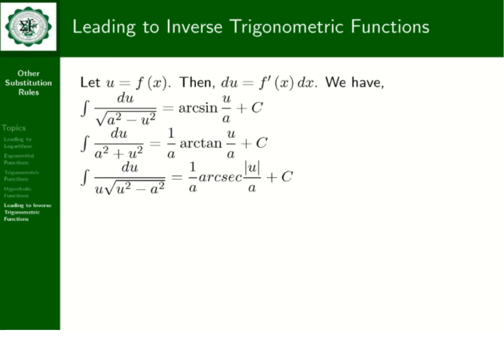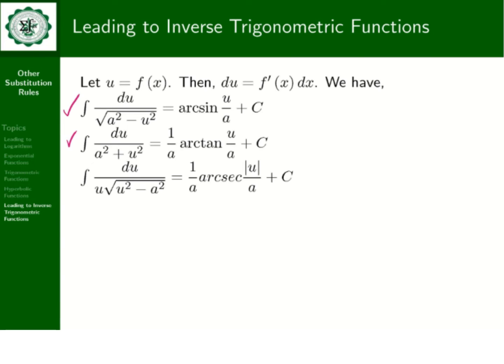We now go to our last set of formulas for the substitution rules. We have cases that lead to inverse trigonometric functions. So we have the following formulas. The integral of du over the square root of a squared minus u squared is equal to arc sine of u over a plus c.